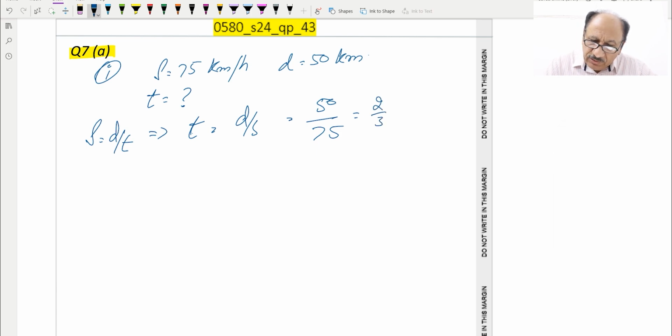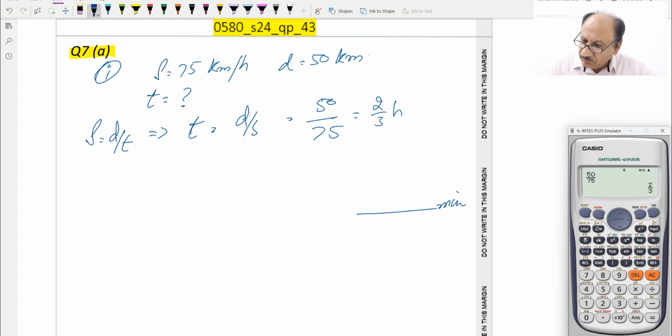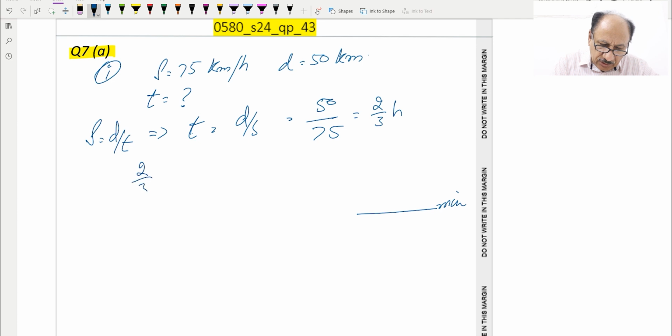So 2 by 3 will be in hours, but they are saying that we need the answer in minutes. So to convert this answer into minutes, we will multiply by 60. So 2 by 3 multiplied by 60 will be equal to 40. This will be minutes. So we can write answer 40 minutes, and this was a 2 marks part which we have done.